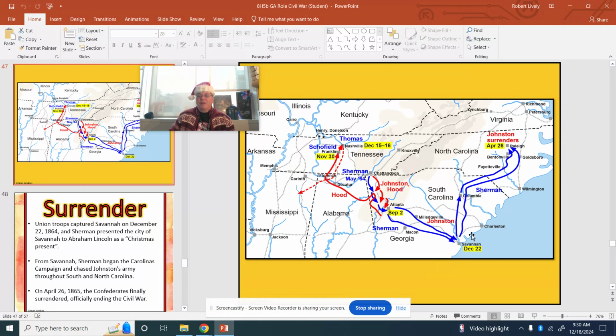This is a map of the route that was taken. As you can see, from Chattanooga to Dalton to Resaca to Kennesaw to Atlanta, Milledgeville, straight into Savannah. Then he turns north, runs into Johnston again in Columbia, South Carolina, moves back forward.